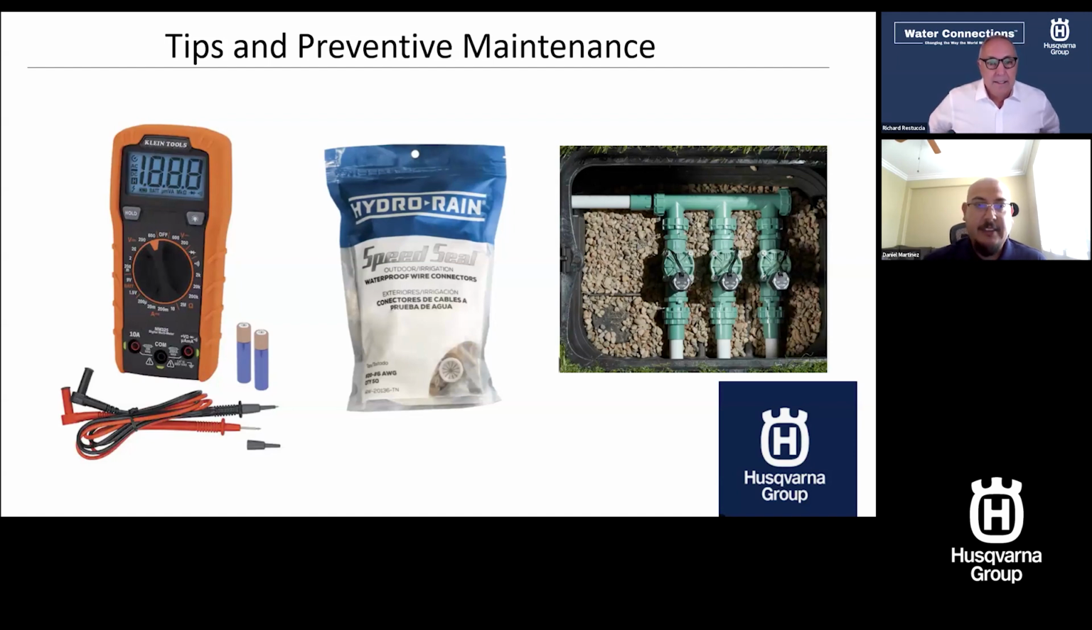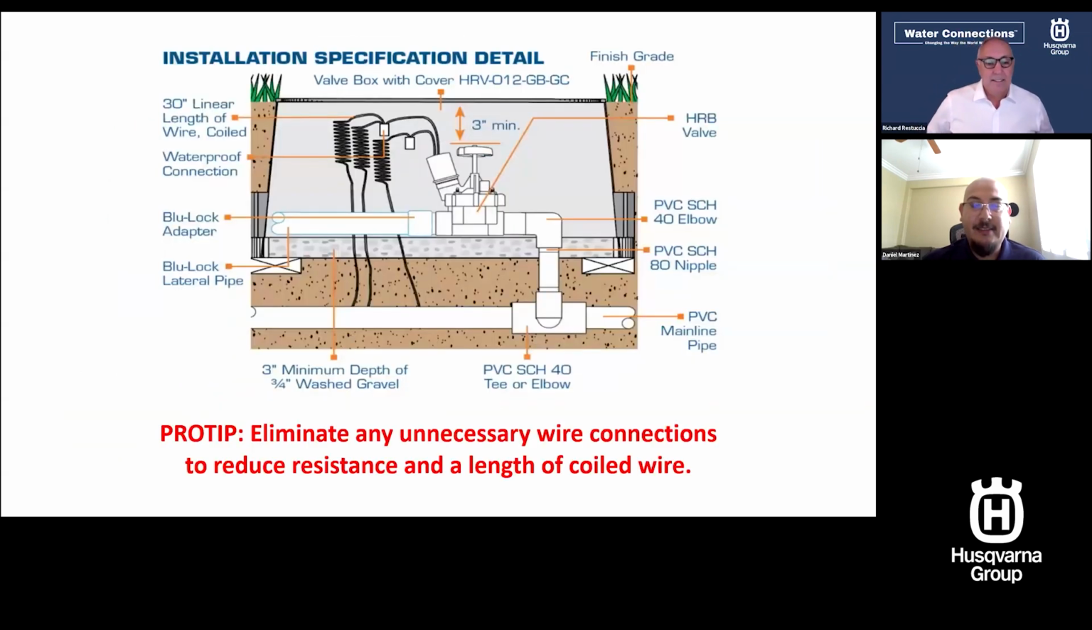Lastly, Richard, I do have one tip. If you have a circuit that has just too high of resistance, if you look at a lot of installation specs now, you see on the top left it says a 30-inch linear length of wire coiled up. One, remove any unnecessary wire nuts. I don't know how many times I come across a valve, we open it up and there's 7 wire nuts because the last tech cut it and added on, the next one cut another one. Eliminate all those extra wire nuts. Each wire nut connection adds resistance to your line.